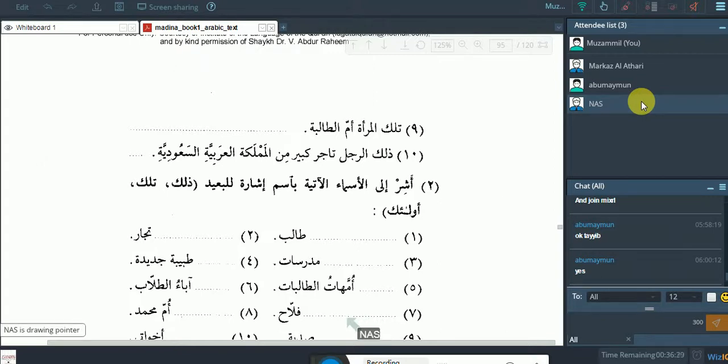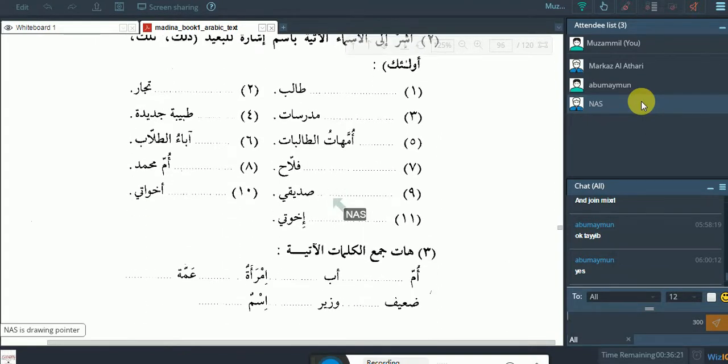أحسنت بارك الله فيك. تفضل أخي مزمل. That will be the فلاح. That will be فلاح, فلاحون. So ذلك فلاح. أحسنت, that is مفرد. It's not جمع, it's not plural, it's singular. So ذلك فلاح. أحسنت. تفضل أخي. ذلك صديقي. جيد. ذلك صديقي. نعم. What's the جمع of صديق? Anyone remember? No, I don't. أصدقاء. صحيح.